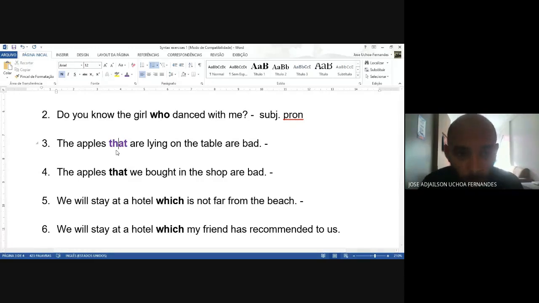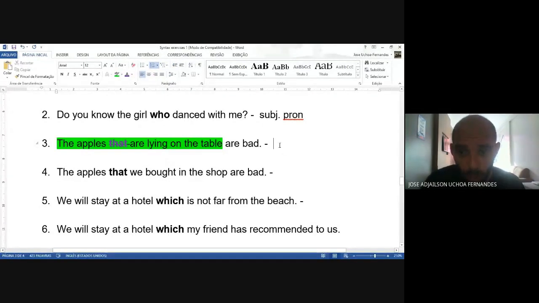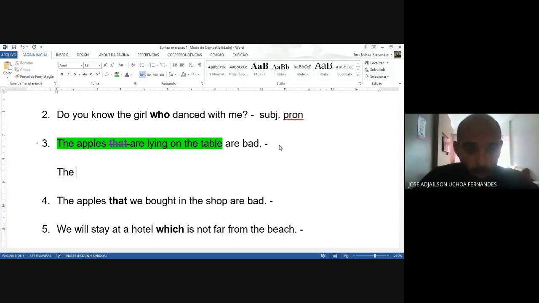So let's split the sentence into two clauses. First one: the apples, cross this "that" out, the apples are lying on the table. This is the first thing I will transcribe down here. The apples are lying on the table.